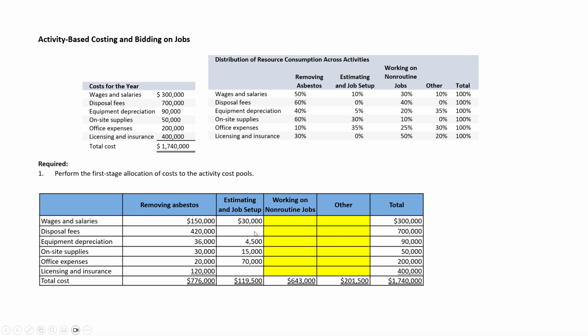Working on non-routine jobs, 643,000 is allocated to it, and other, 201,500. Just to note, for working on non-routine and other, I've highlighted those in yellow to make sure you work through those on your own and come up with the total figure. For estimating and job setup, I don't show the calculations, but I show the end figures. I want to point out that for disposal fees and licensing and insurance you don't see anything there. It's not highlighted in yellow because I already have the correct number there, and the correct number is 0. If we go back to our table of percentages, 0% of disposal fees and licensing and insurance are related to estimating and job setup, so that's why we don't see anything listed there.